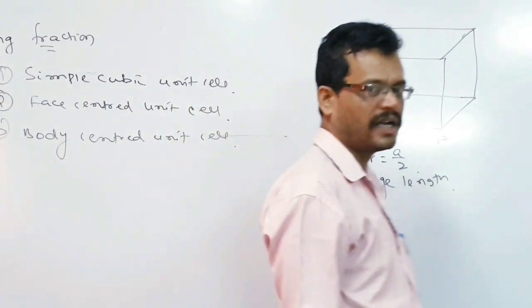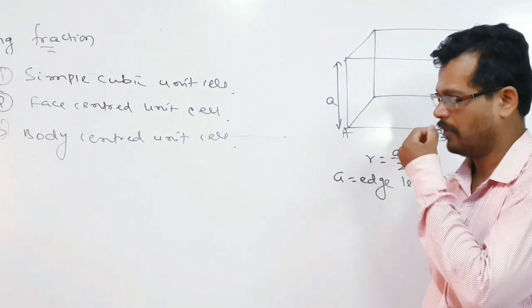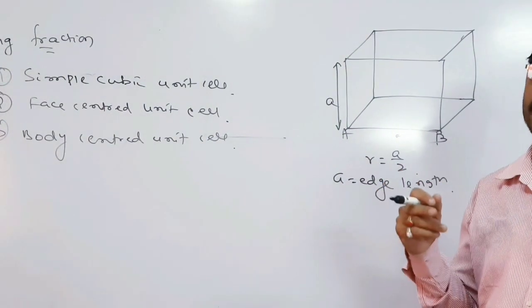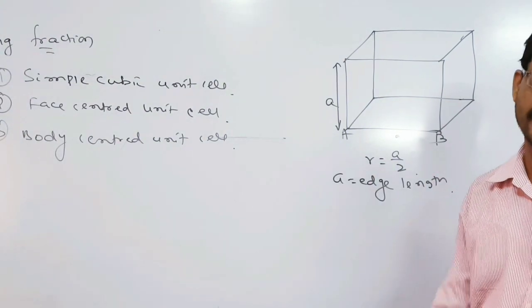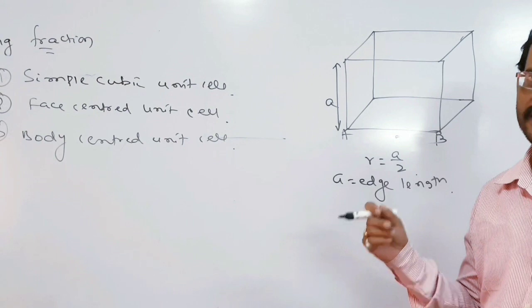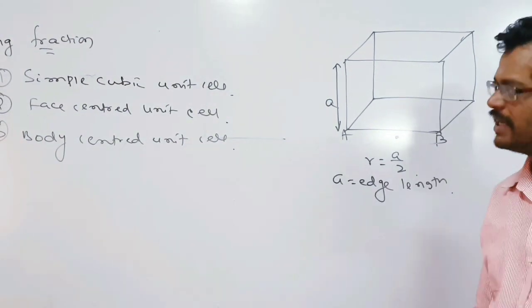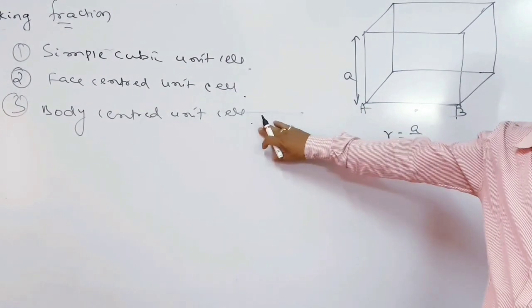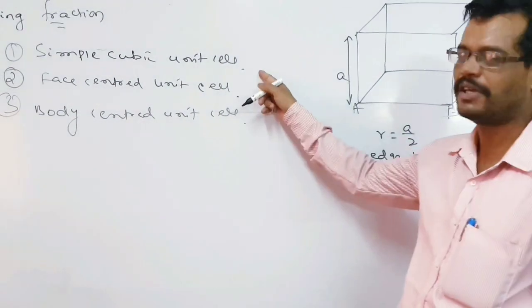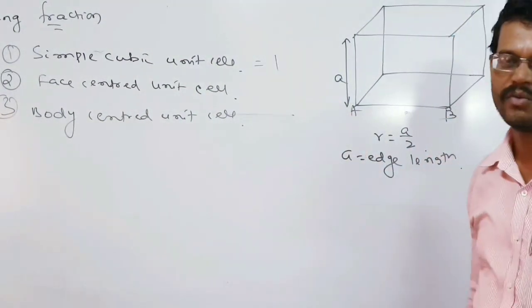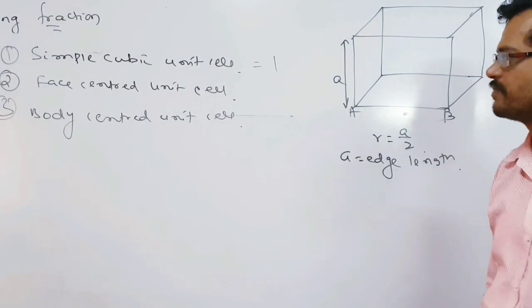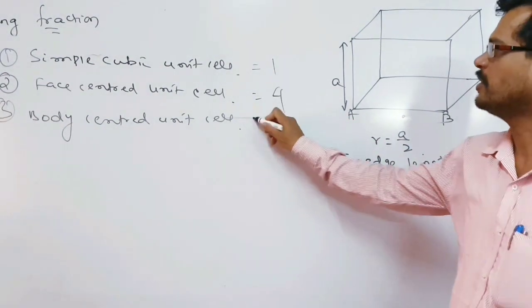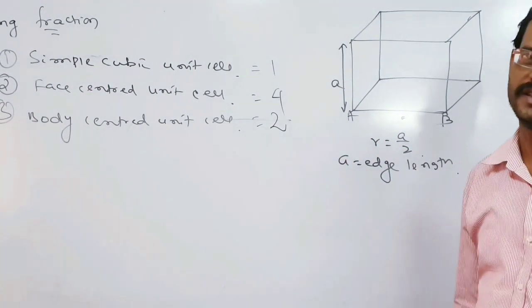To compare these three unit cells and find the packing fractions, we have to take the number of atoms present in that particular unit cell as well as the volume of that unit cell. In the last class, we calculated the number of atoms: in the simple cubic unit cell there is one atom, in the face-centered unit cell there are four atoms, and in the body-centered unit cell there are two atoms.